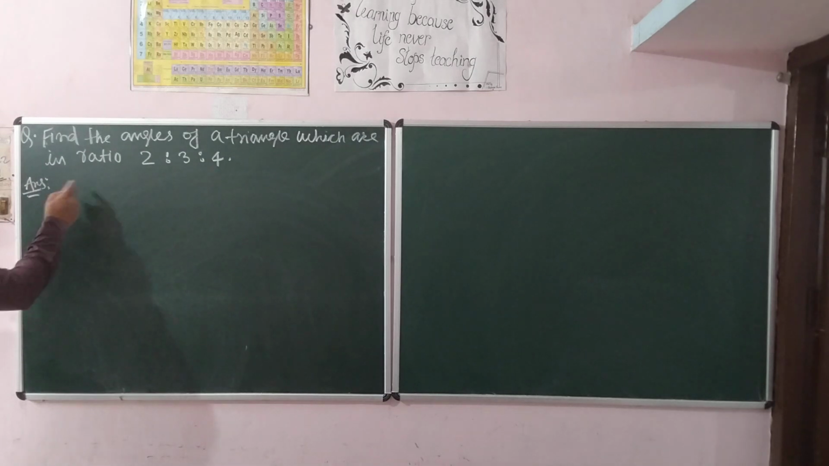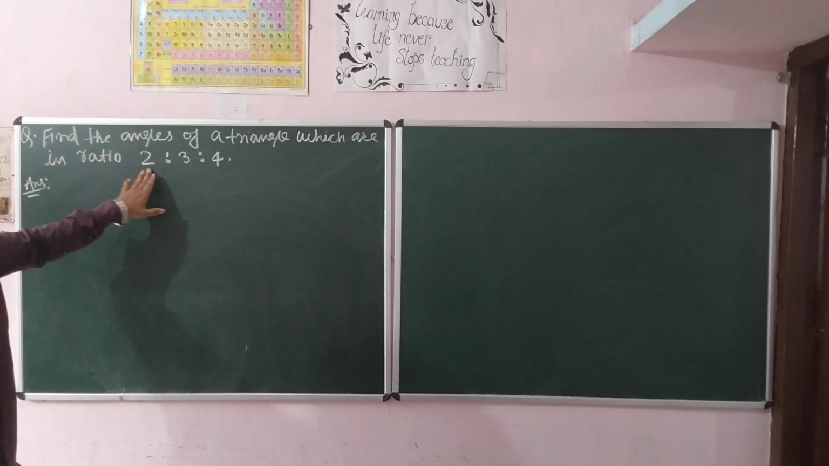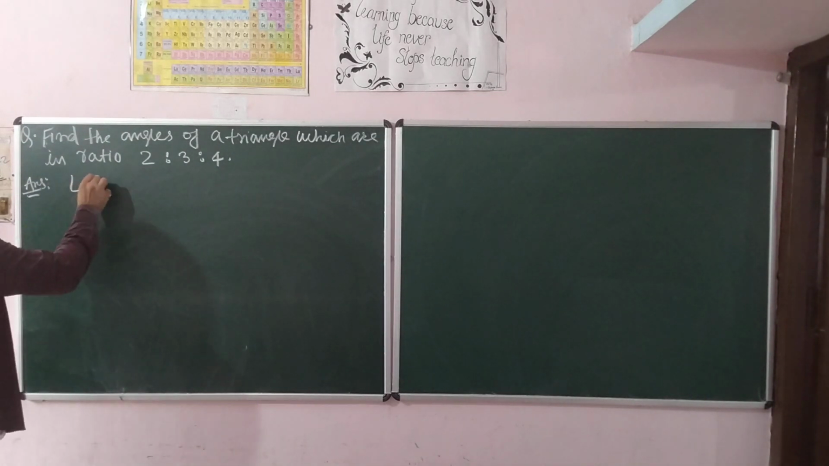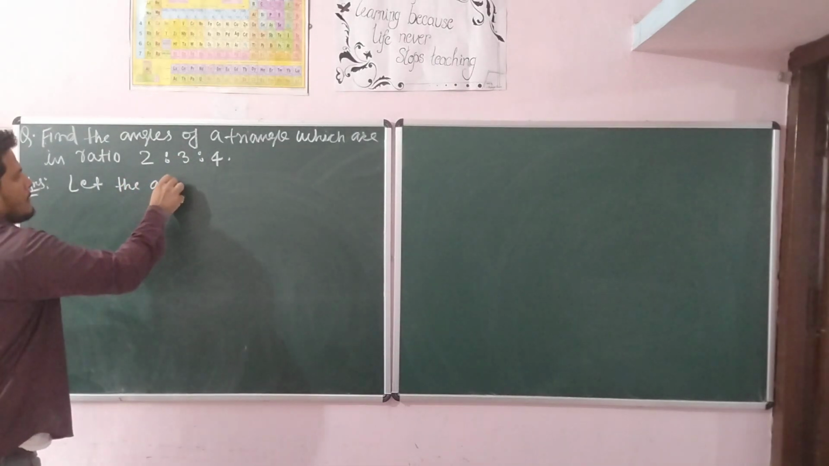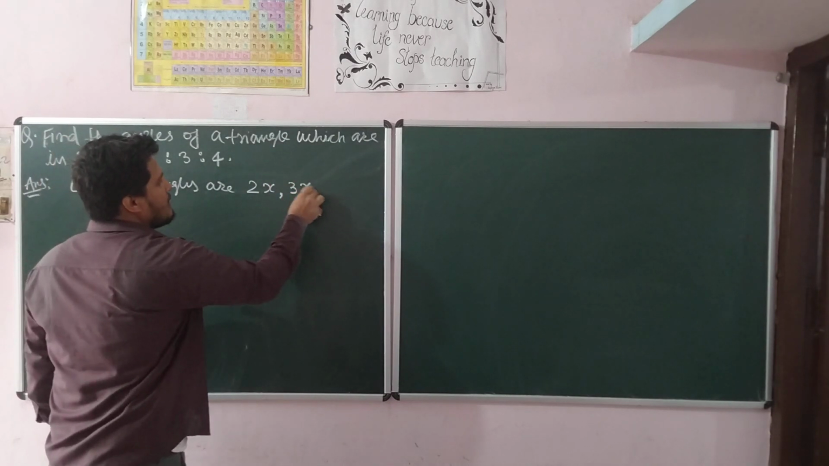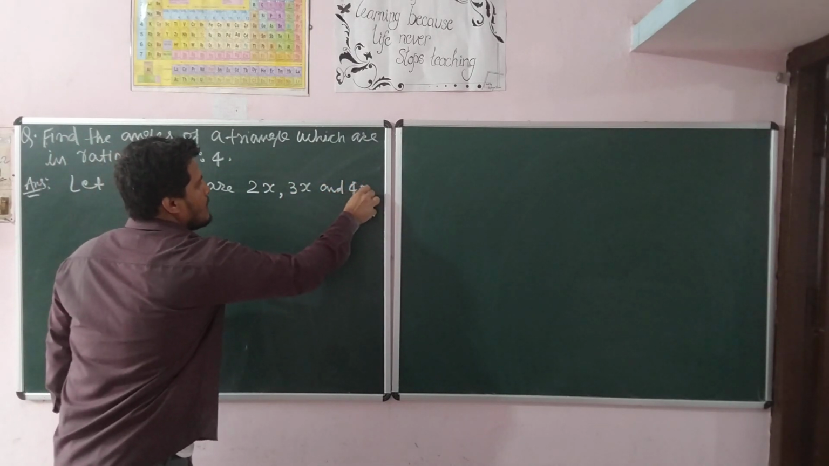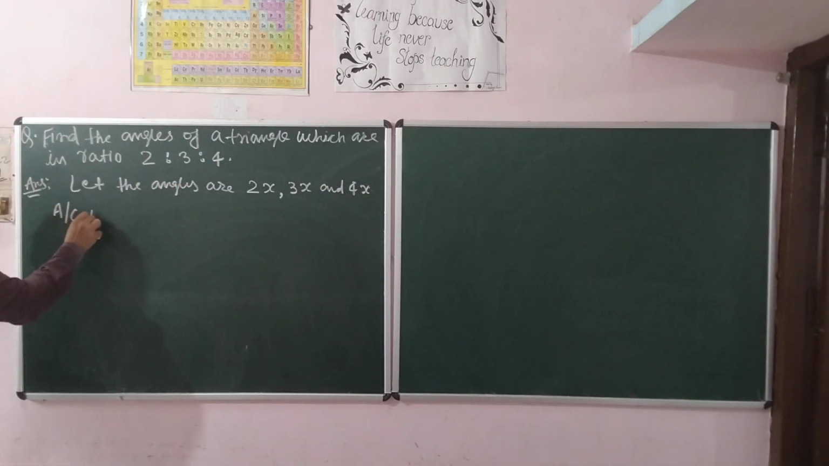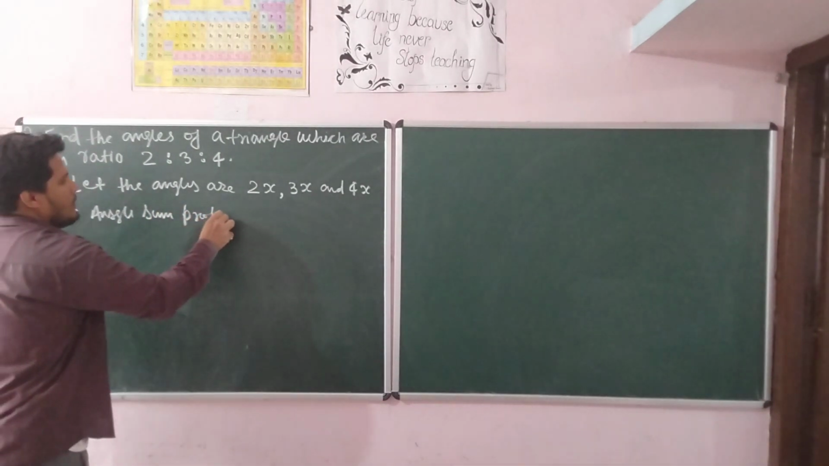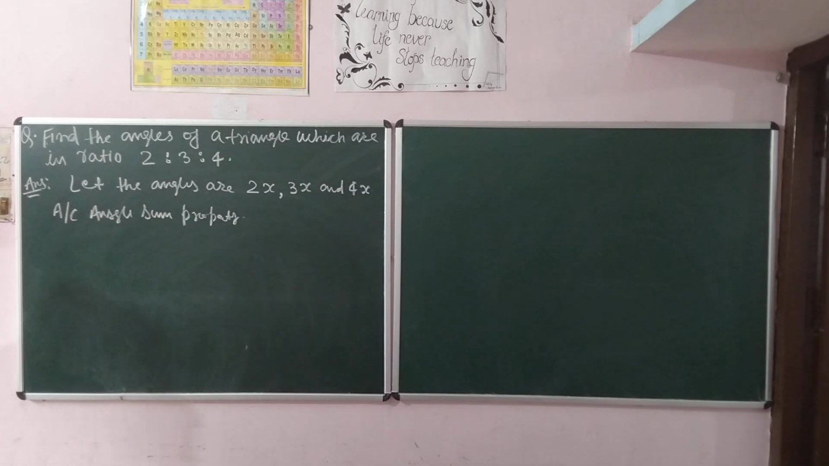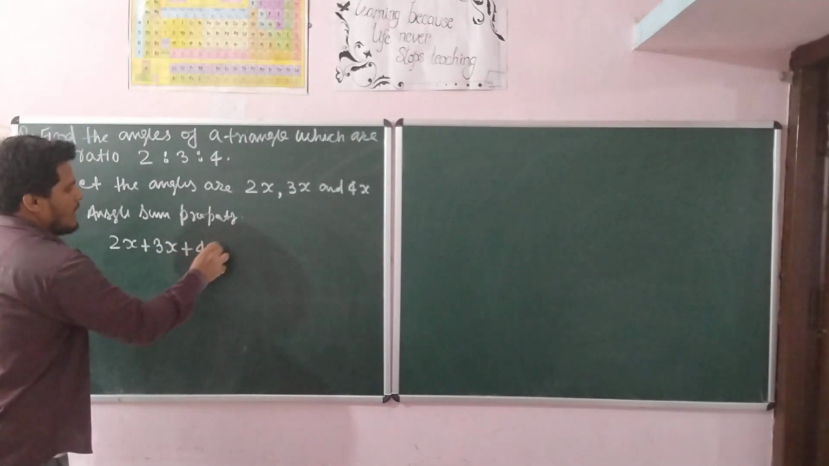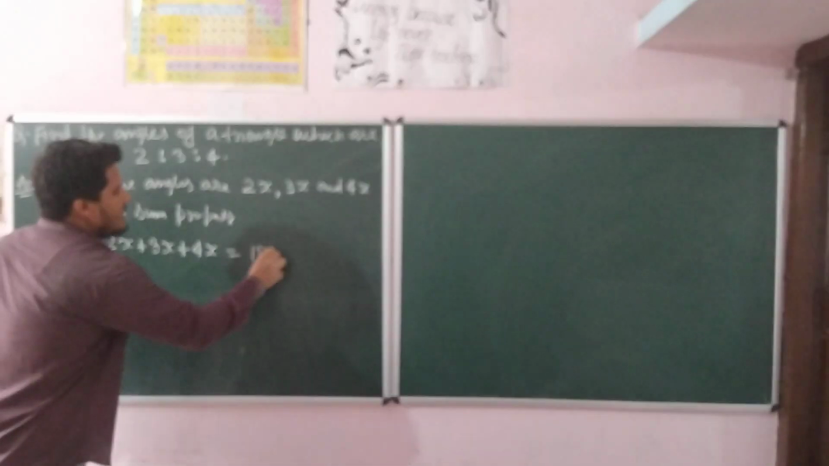Okay. Now find the angles of a triangle which are in the ratio 2:3:4. So now we have to find the value of the angles. Let the angles be 2x, 3x and 4x. And now according to the angle sum property, the sum of all angles of a triangle is equal to 180 degrees. Then 2x plus 3x plus 4x is equal to 180 degrees.